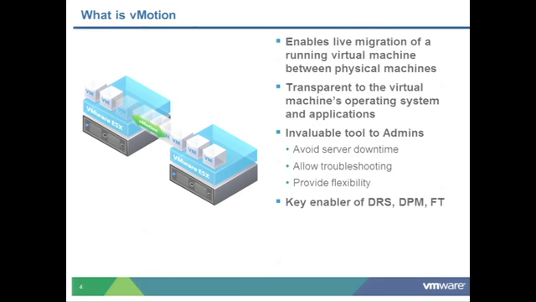Importantly, a vMotion is transparent to the guest operating system running inside the VM. The guest has absolutely no insight into the fact that it's being vMotioned. The VM is simply running somewhere, and then the next moment it's running somewhere else. The guest doesn't have any idea it was moved.